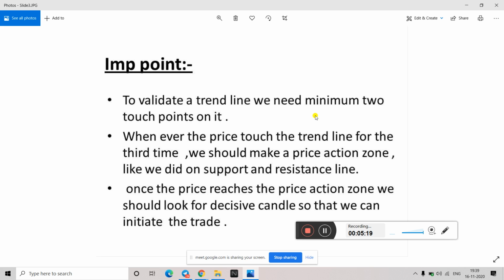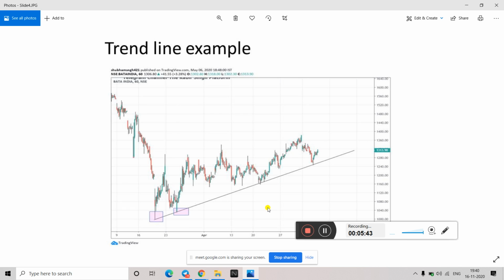If it is a good, strong trend line, it has to be validated at least twice. How you can validate, we'll see in the next slide. Whenever the price is touching the trend line for the third time, as we have previously told, you require two touch points. Once the price touches a trend line two times, if the third time it approaches the same trend line, you can trade based on that. Okay, so we'll go to the next slide.